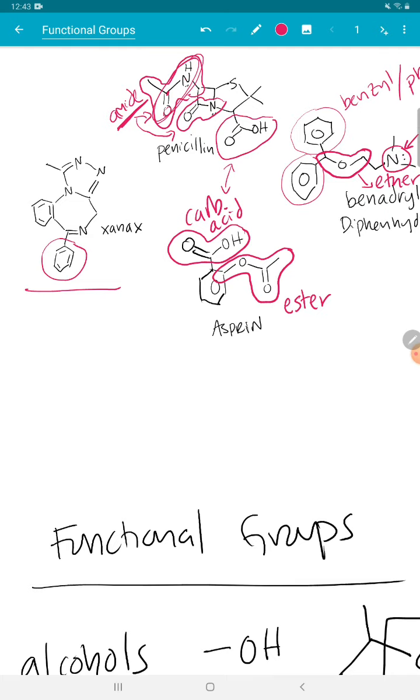Okay, so that's just looking at functional groups and seeing how they're found in molecules of some medicines that we take, maybe not every day, but that we've probably taken at some point in our lives.